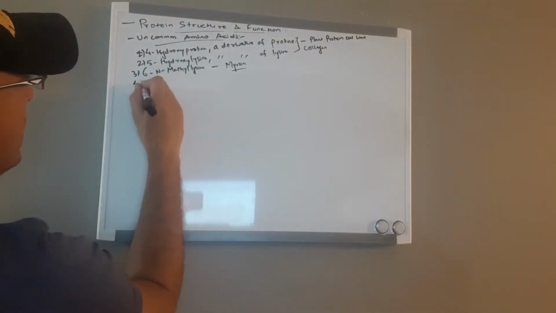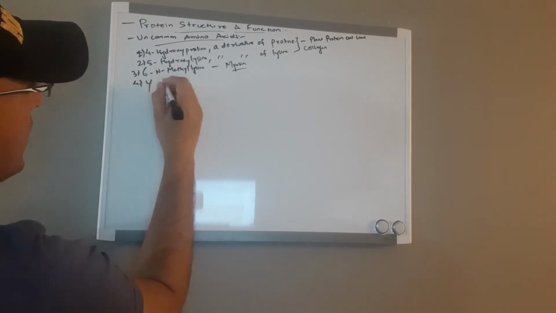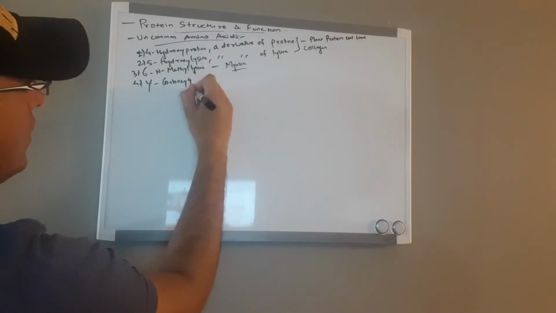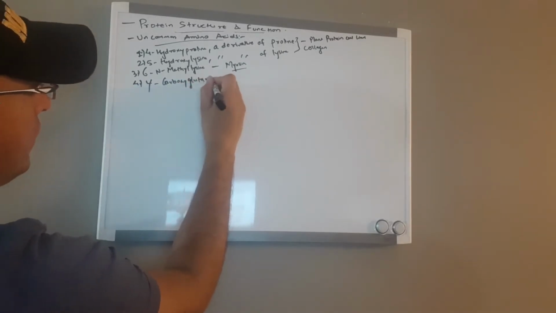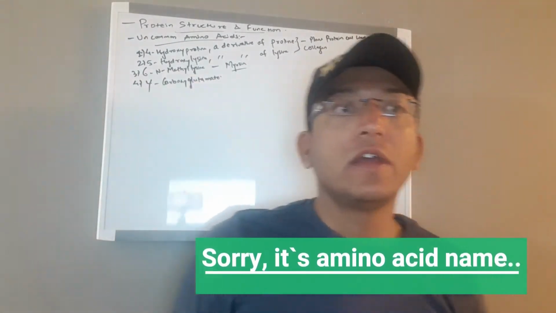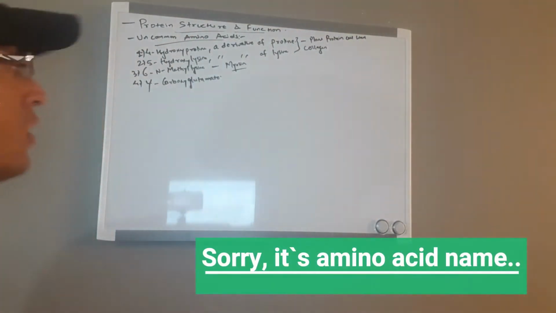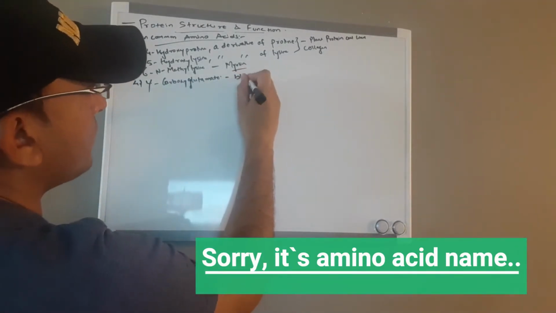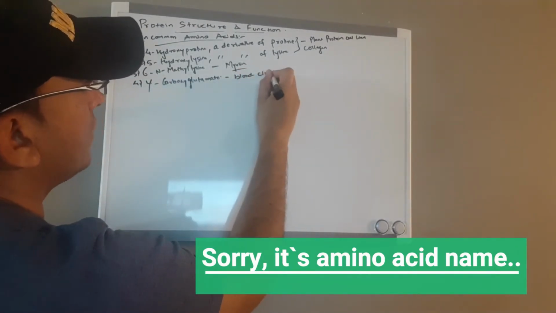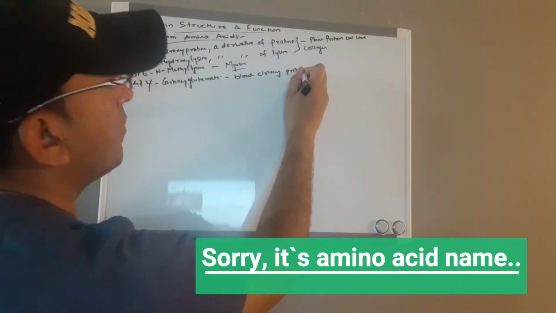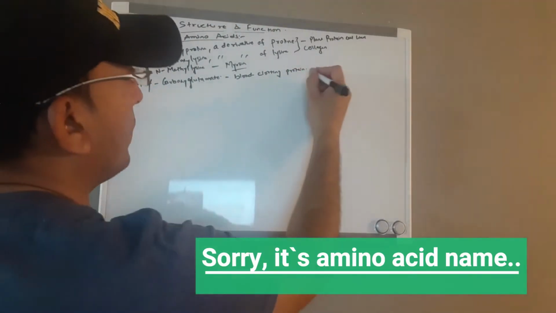Gamma carboxyglutamate. So this is one. That's another important protein. This amino acid is found in the blood clotting protein, prothrombin.